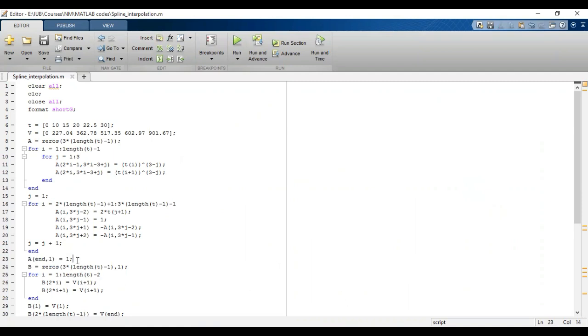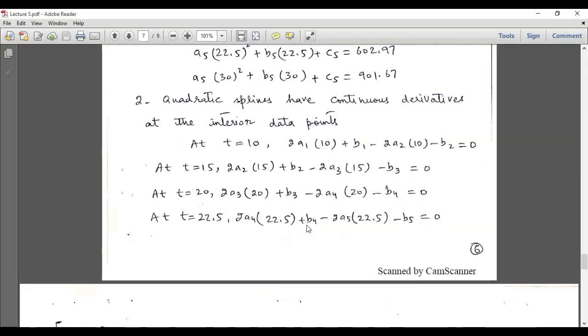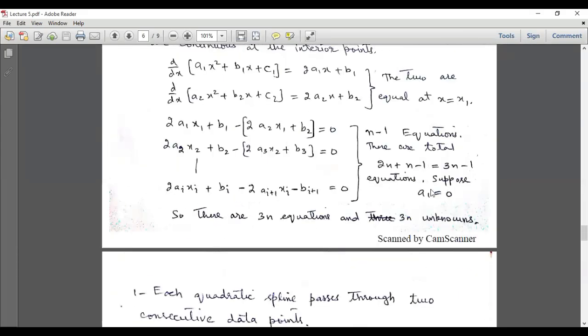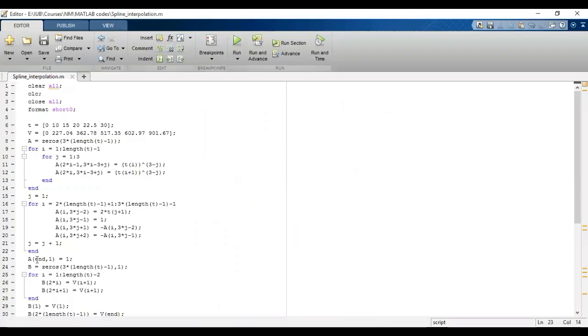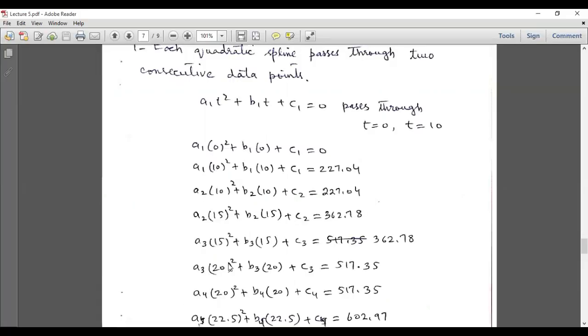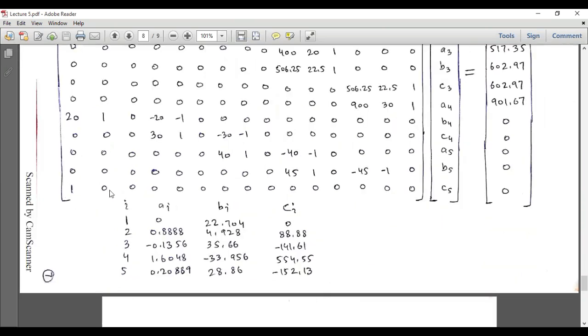In this MATLAB code, I have used the value of A1 equal to 1, but you can also change it to 0. Here I have used A1 equal to 0, but it can also be A1 equal to 1. So this is the last entry in this A matrix, and this entry is given over here, right? Only this term is equal to 1, and everything else is equal to 0. So this is the population of the A matrix.